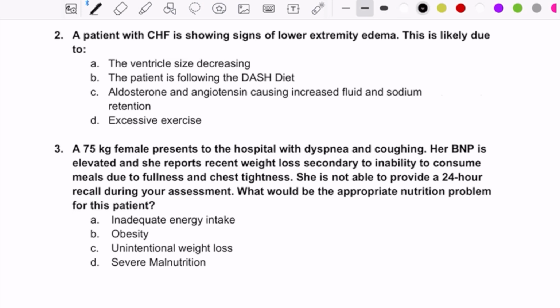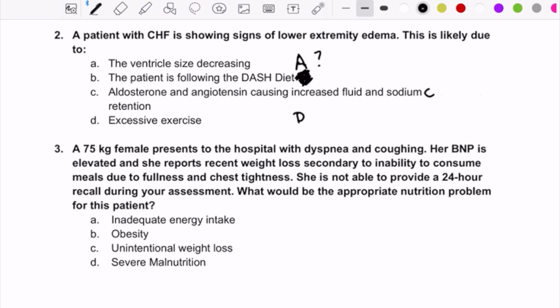B, the patient is following the DASH diet. I don't think this would be my best answer because I think if the patient was following the DASH diet, which is a low sodium diet, they would not have this edema, or perhaps it wouldn't be as bad as it is. I'm going to get rid of B in this case.